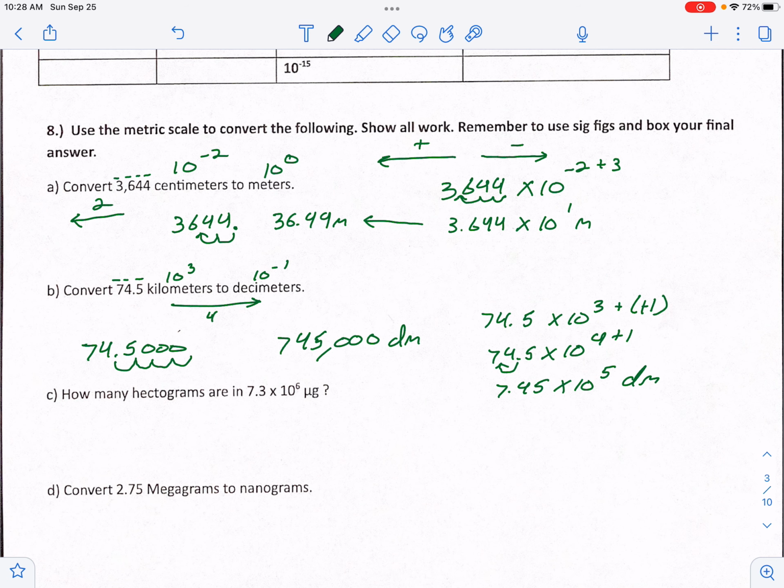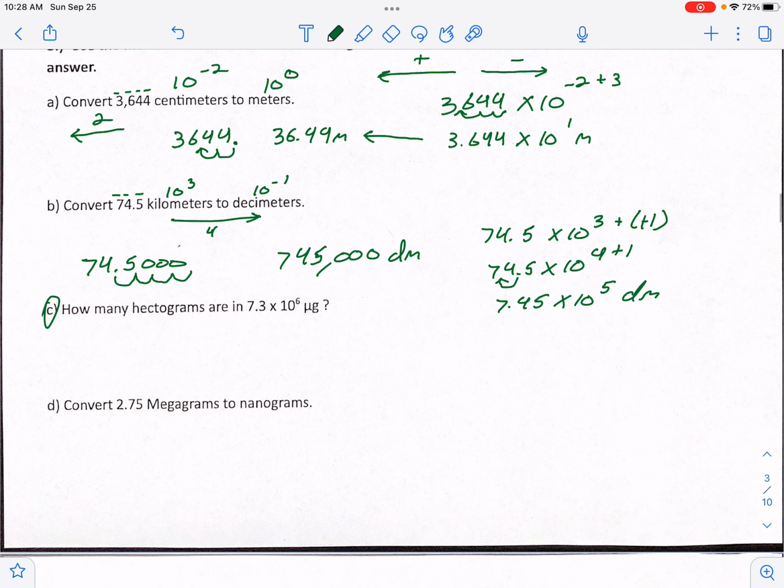Okay, letter C. This one, I circled it on my key, because I don't think we're really going to give you one of these. This is kind of more of a complicated one. Okay, so in order to do the decimal trick here, since you're already in scientific mode, you need to be in standard mode to do that decimal trick. So I'm going to fix that.